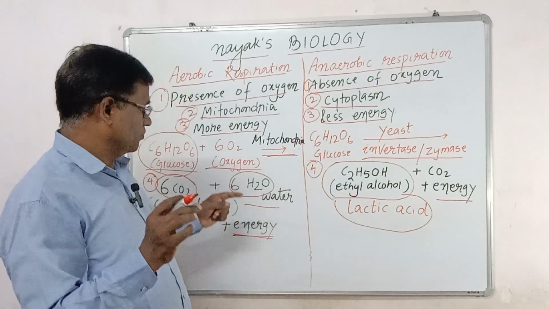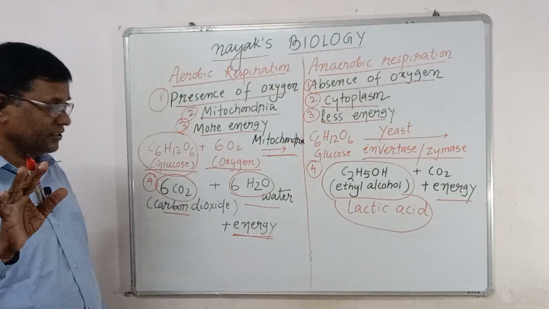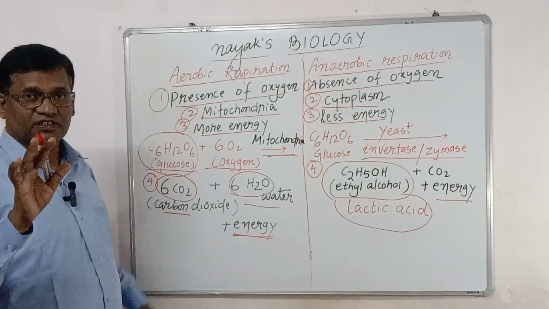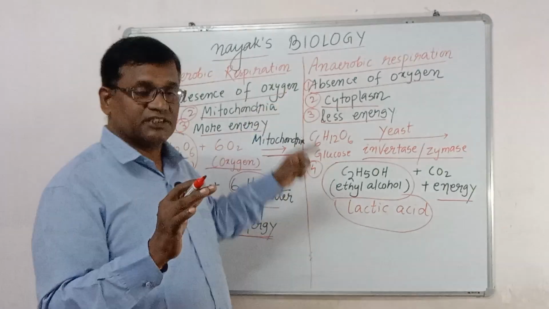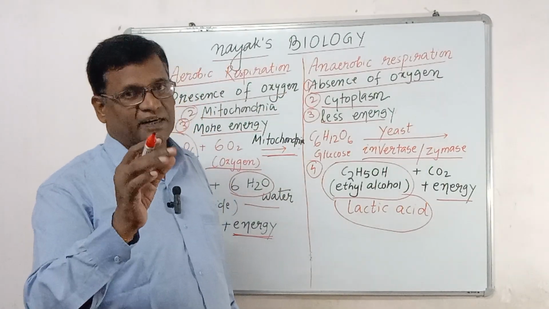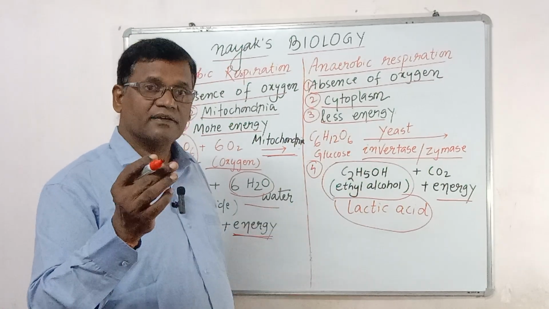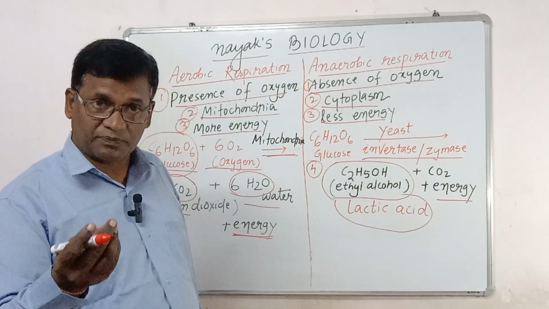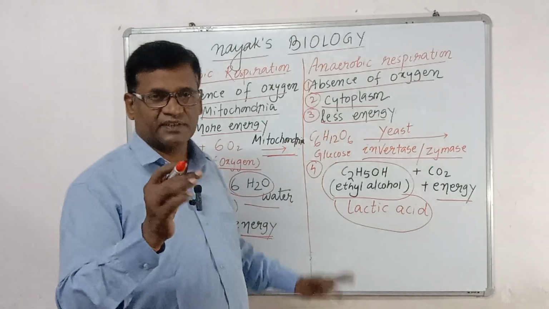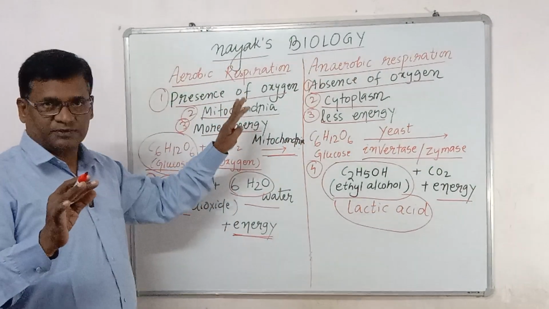These four are the differences, and where it is occurring is one more important point. Aerobic respiration occurs in higher organisms like plants and animals, and anaerobic respiration occurs in lower organisms like bacteria and yeast, and in our muscle cells. When the muscle cells are unable to get a sufficient amount of oxygen, then they follow anaerobic respiration. That's all. It is the difference between aerobic and anaerobic respiration.